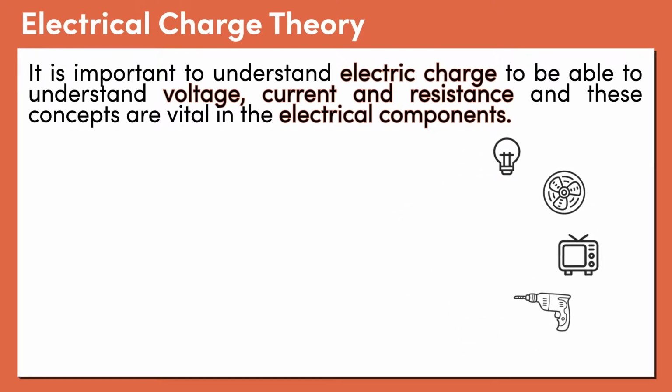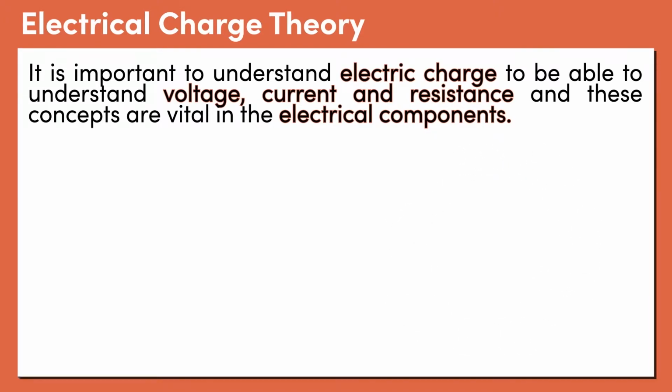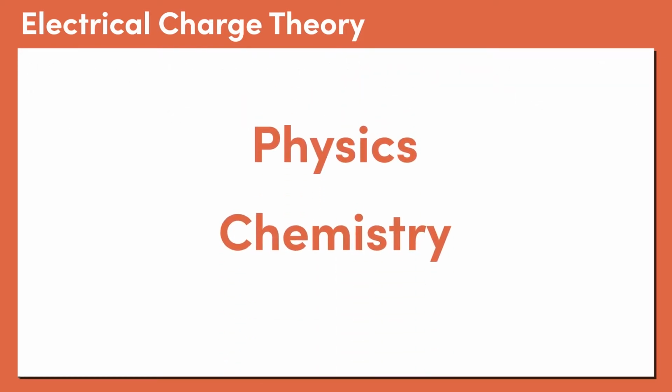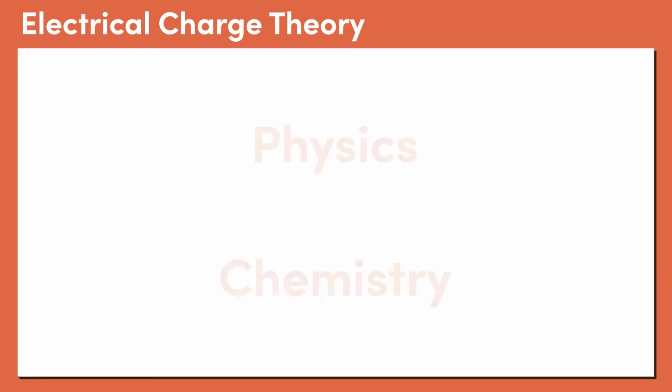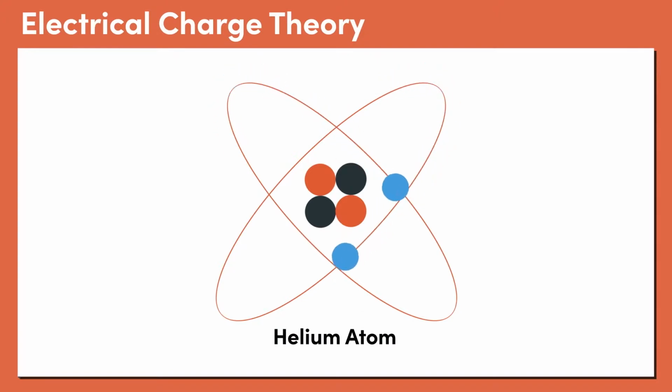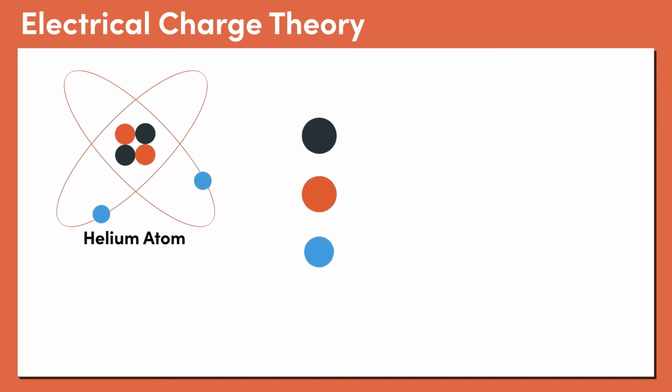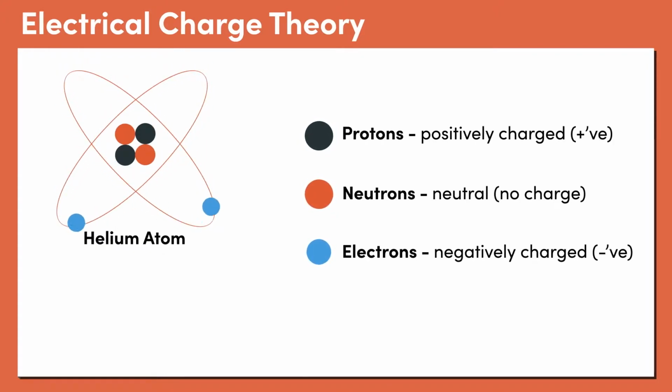To understand charge, let's go back to basics, such as physics and chemistry. So, you can see on the screen a model of the helium atom. In the center, there is a cluster of protons and neutrons. This is called the nucleus of an atom. Protons are positively charged, and neutrons, as the name suggests, are neutral. They carry no charge. Surrounding the nucleus is a cloud of electrons.